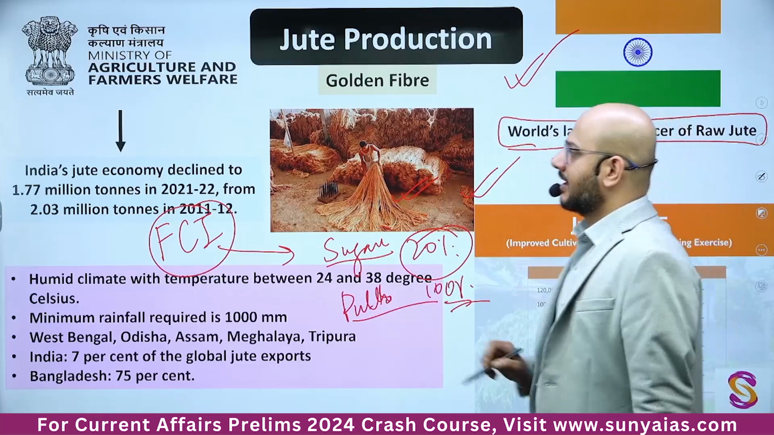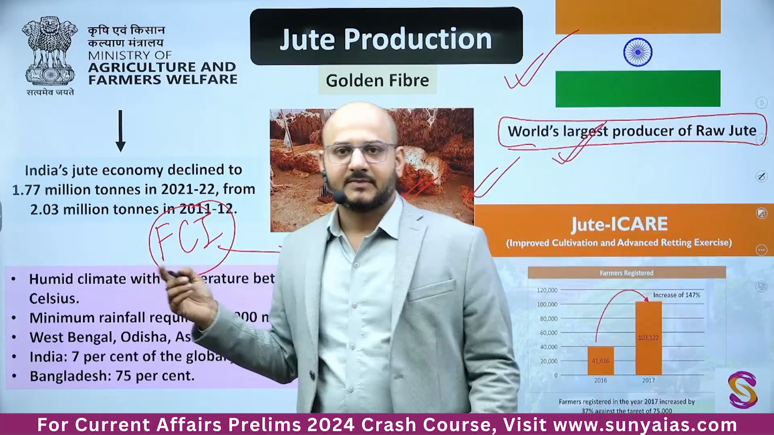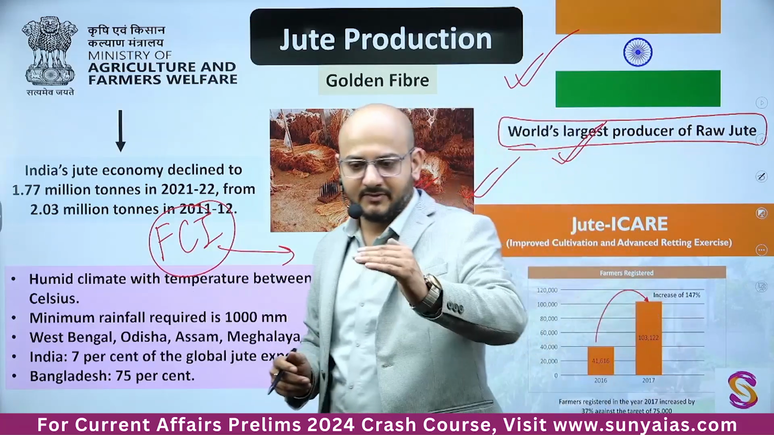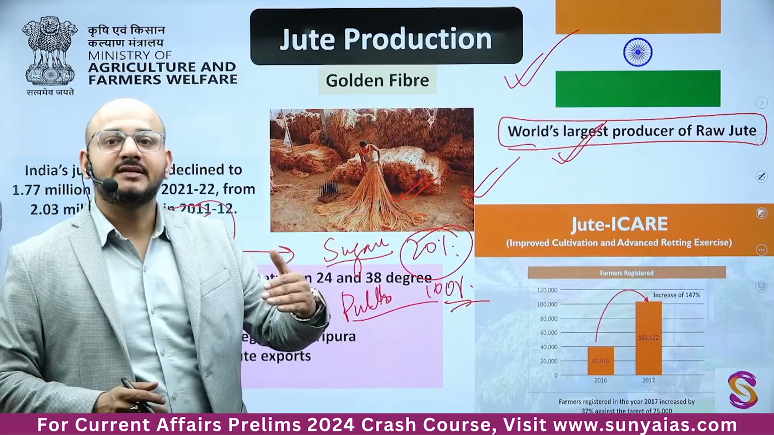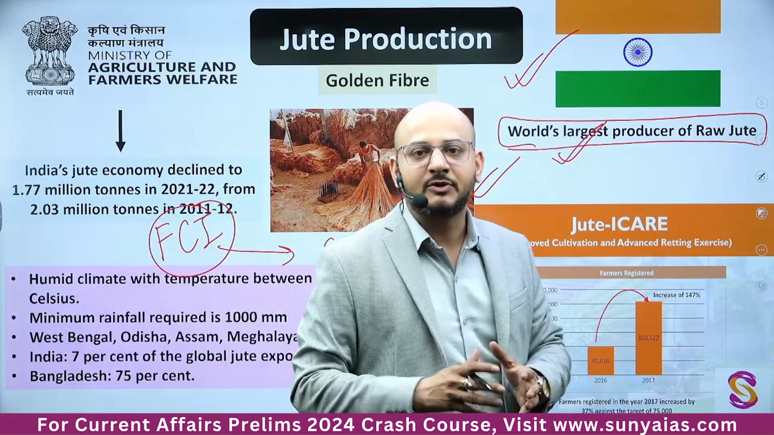Food Corporation of India has asked that 20% of sugar packaging should be done in jute gunny bags, and pulses 100% in jute gunny bags. India's jute economy is declining. The reasons are very clear. One of the reasons would be climate change. Another reason is that it is becoming non-remunerative because we are not able to export the jute.